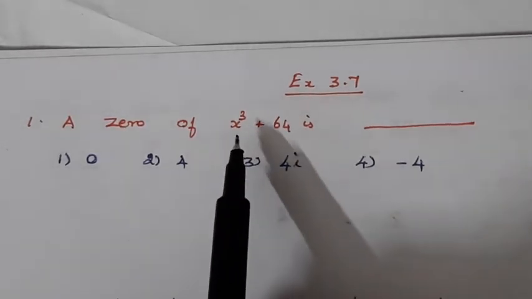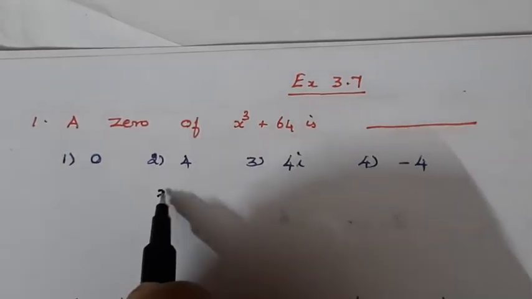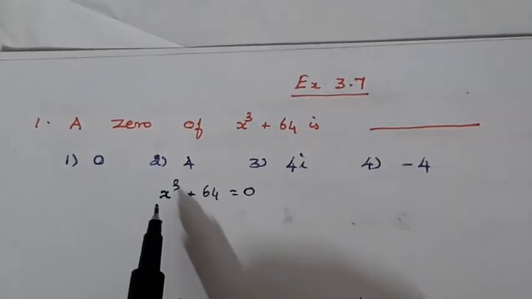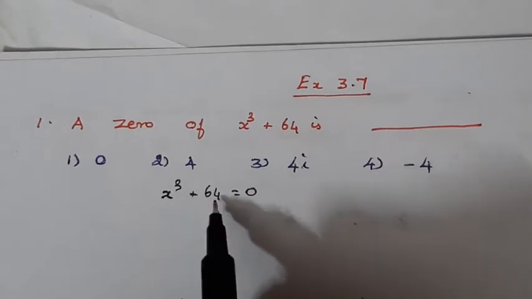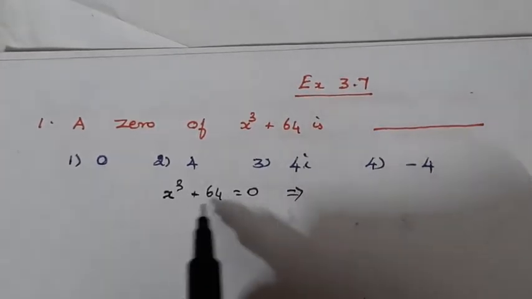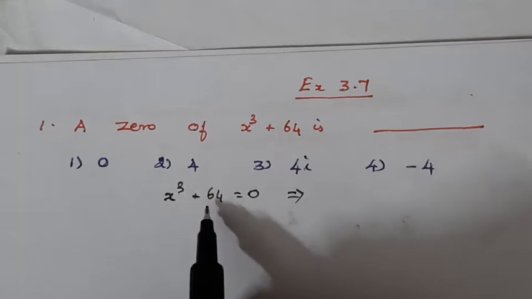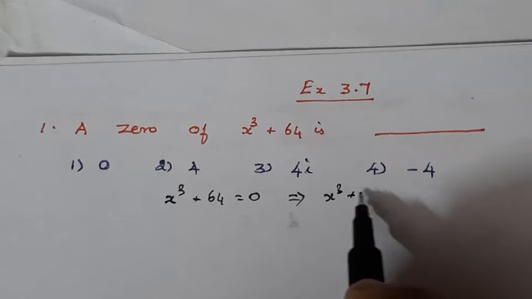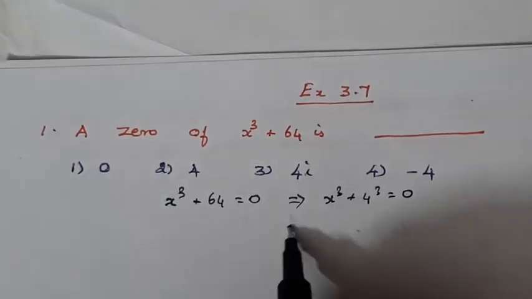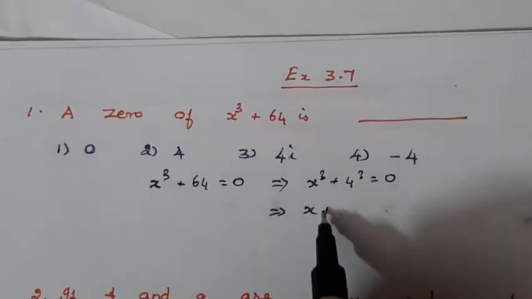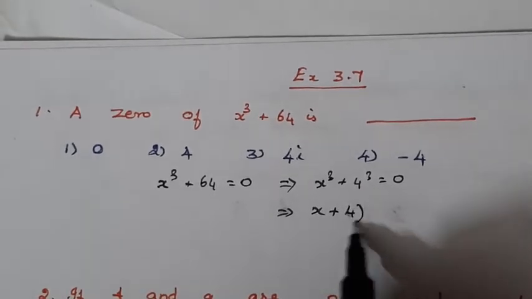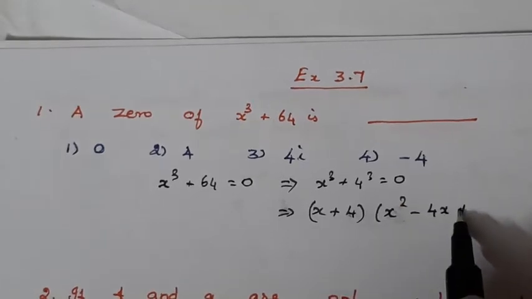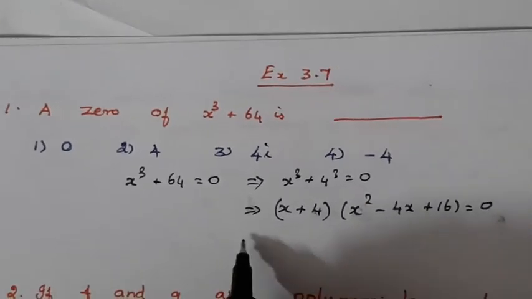So, in order to find the zero of the polynomial, you have to equate the given polynomial to 0 and find the value of x, right? So, equating x cube plus 64 equal to 0, we can factorize this using the formula a cube plus b cube, as 64 is 4 cube. So, this is nothing but x cube plus 4 cube equal to 0. Using the identity, it is x plus 4 into x squared minus 4x plus 16 equal to 0.